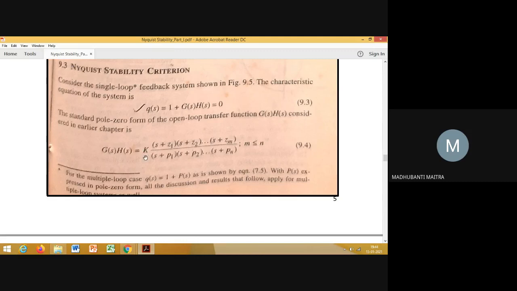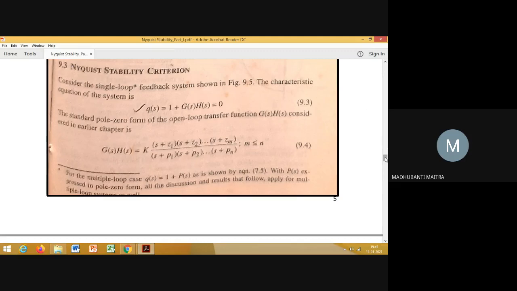Now we know the significance of gain K, as we have studied the Routh stability criterion as well as the root locus technique. From this equation, it's clear that minus zi's are the open loop zeros of the system, since this is the open loop transfer function, and minus pj's are the open loop poles of the system. Do you agree? Yes, ma'am. Again, since G(s)H(s) is the open loop transfer function, minus zi's are the open loop zeros and minus pj's are the open loop poles of the system.